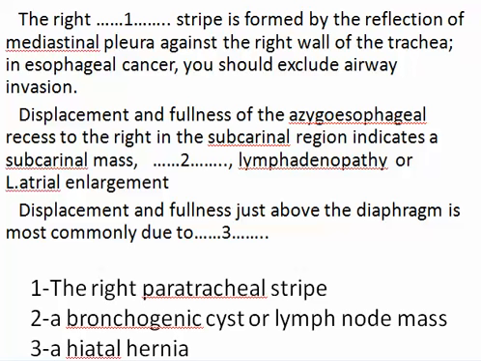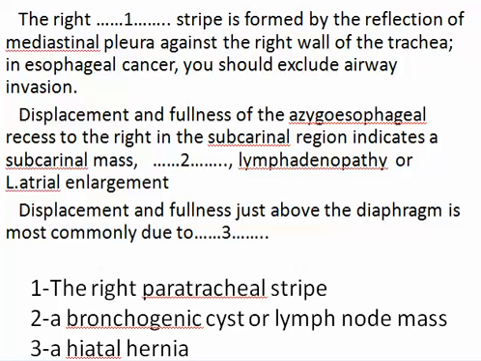The right paratracheal stripe is formed by the reflection of the mediastinal pleura against the right wall of the trachea. In esophageal cancer, you should exclude airway obstruction. Displacement and fullness of the azygoesophageal recess to the right in the subcarinal region indicates a subcarinal mass, or a bronchogenic cyst, or lymphadenopathy, or left atrial enlargement, as we said before.